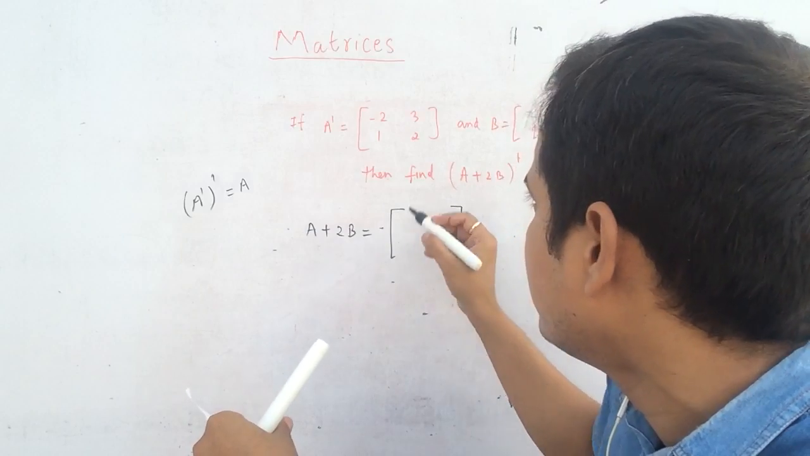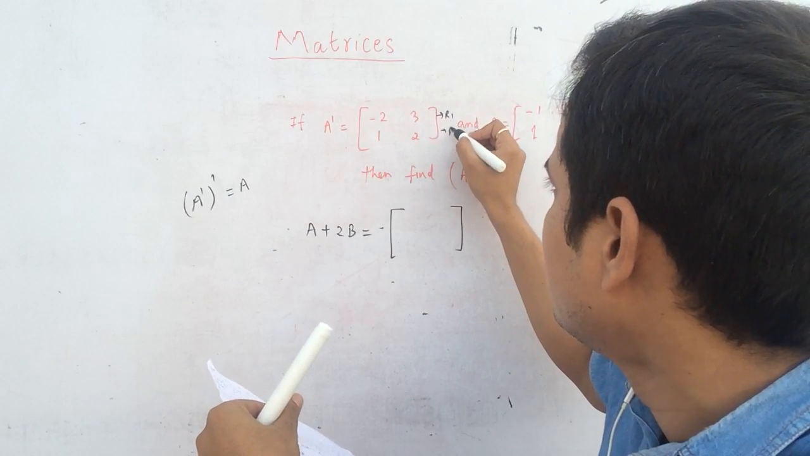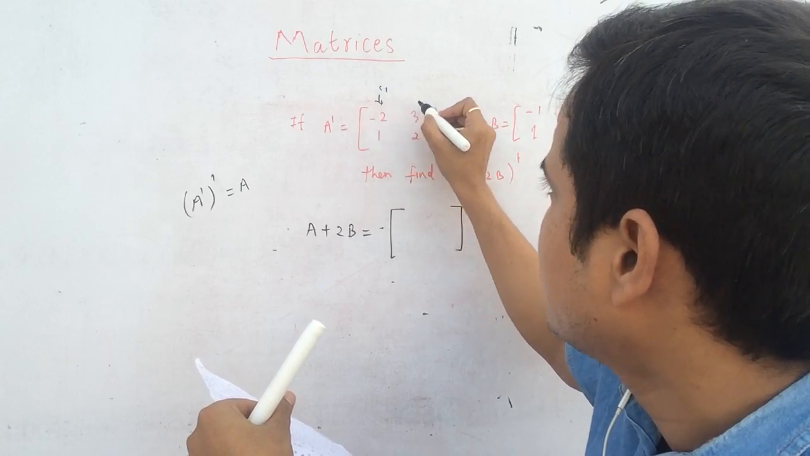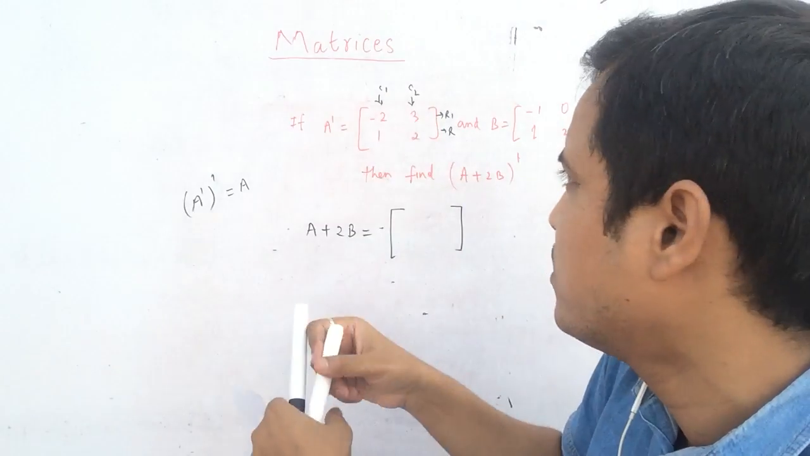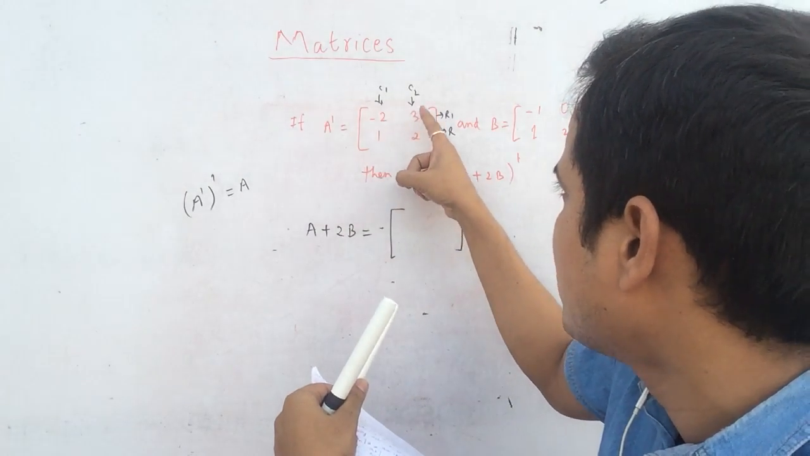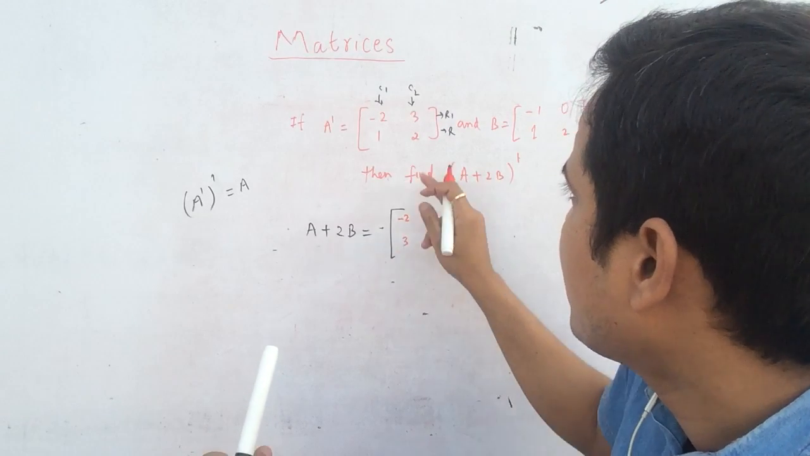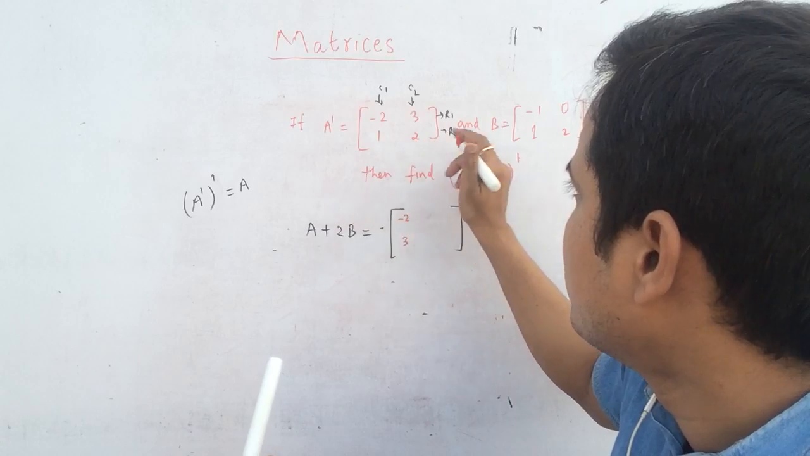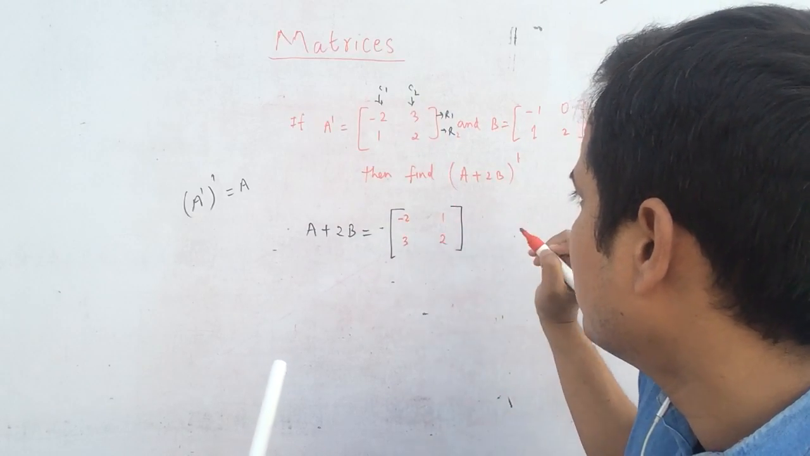What would you do? I have told you that this is row 1, this is row 2, this is C1, this is C2. So row 1 will become column 1. That means there is an exchange of rows and columns. This row 1 will become column 1, like -2, 3, and this row 2 will become column 2, meaning 1, 2. All right.